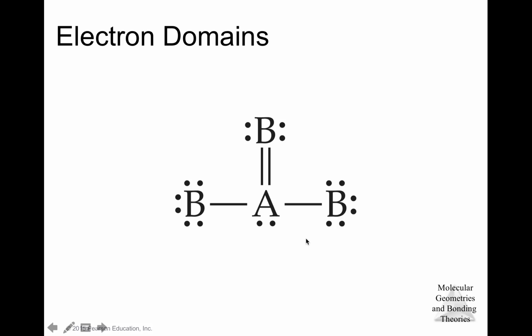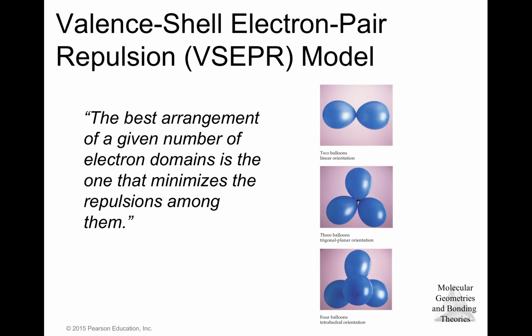And it's this concept of electron domains that allows you to move from a Lewis structure into the true shape of the molecule. To do that, you just need a theory called valence shell electron pair repulsion theory, VSEPR theory. It's a very fancy name for a very simple concept. Basically, VSEPR theory just says the best arrangement of a given number of electron domains is the one that minimizes repulsions. So you can basically just think about balloons.